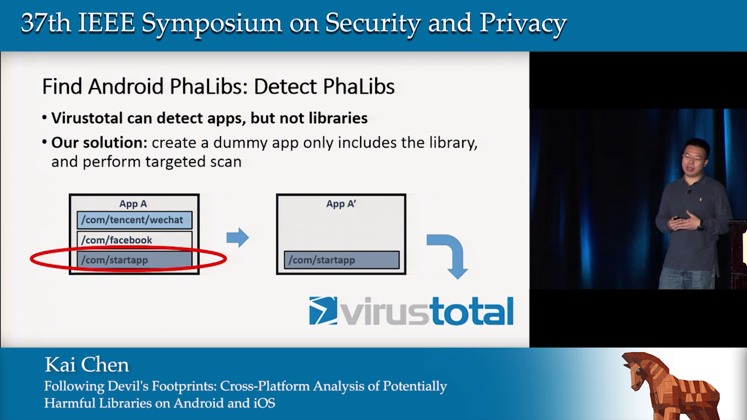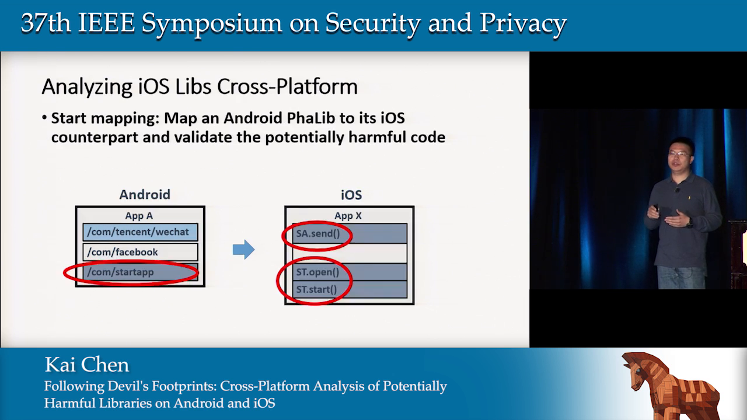If VirusTotal raises a flag saying that this dummy app has some problem, is potentially harmful, that means the library that we put into the dummy app is potentially harmful. So then, after we get this potentially harmful library, we can do this mapping. We map an Android potentially harmful library to its iOS counterpart and validate the potentially harmful code.